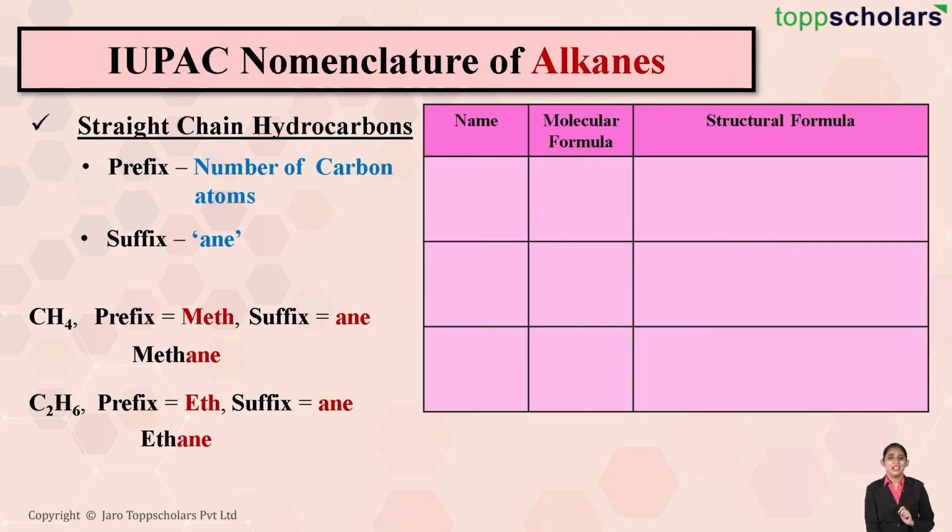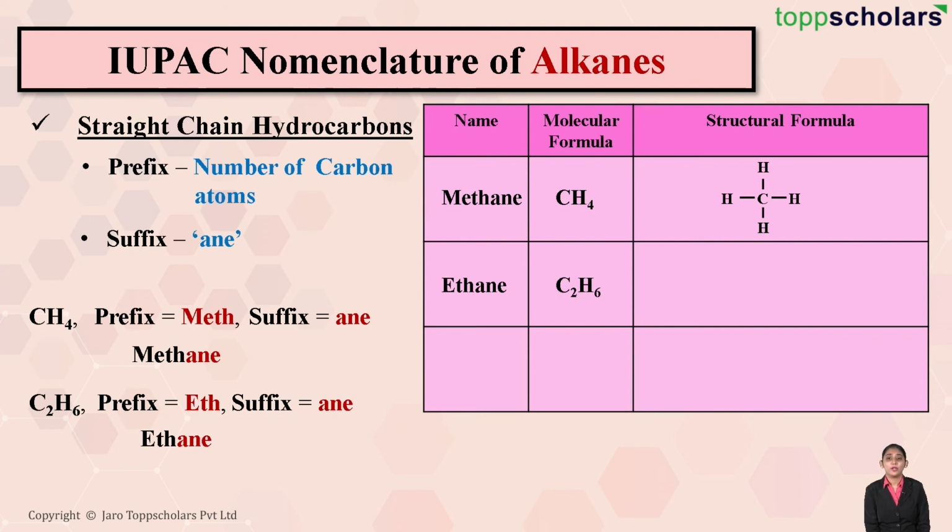Very good. Here you can see we have a table where we have the name, molecular formula and the structural formula. The first compound we are going to discuss is methane. What is the molecular formula of methane? CH4. And here you can see the structural formula of methane, wherein 1 carbon atom is covalently bonded to 4 hydrogen atoms. So here we have methane, which has the molecular formula CH4, and here you can see its structural formula. The next compound we have is ethane.